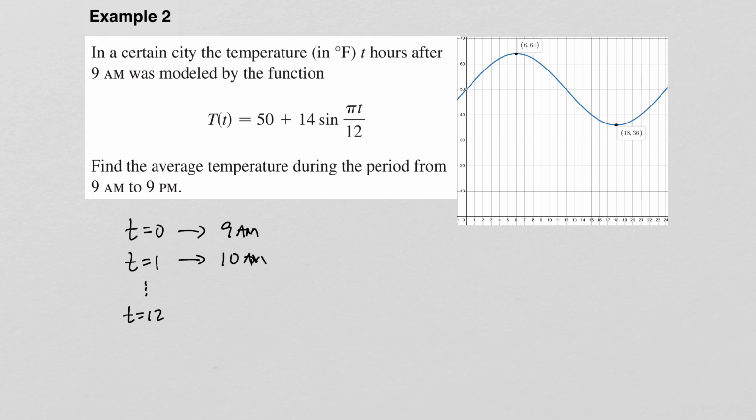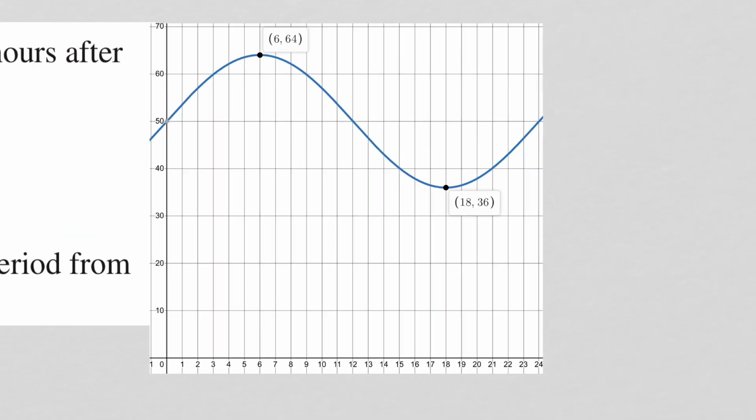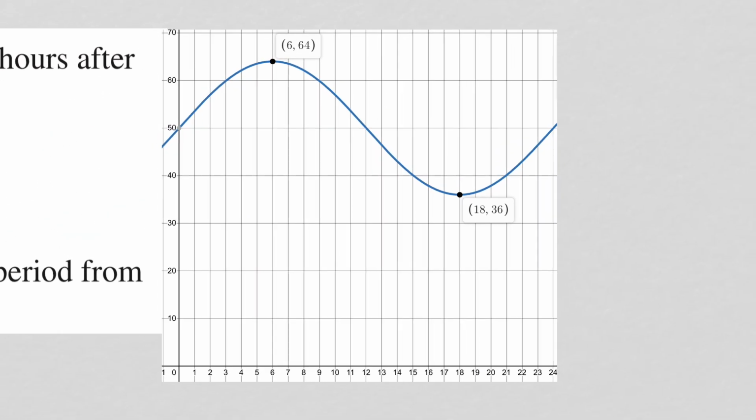So t equals 12 would be 12 hours after 9 a.m., which would be 9 p.m., and then this goes on and on forever. We want to find the average temperature during the period from 9 a.m. to 9 p.m. That would be the period from t equals 0 to t equals 12. I have a graph of that function just for your reference. I think it's interesting to look at the graph here. If we're going from t equals 0 to t equals 12, we are looking at this part of that graph.